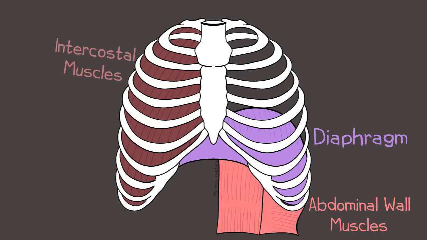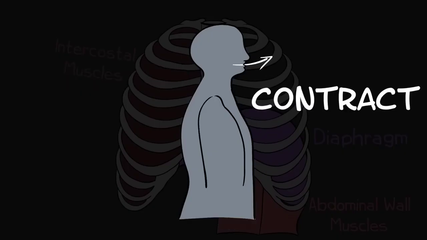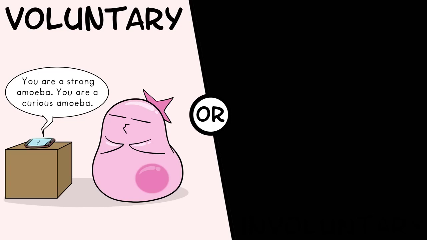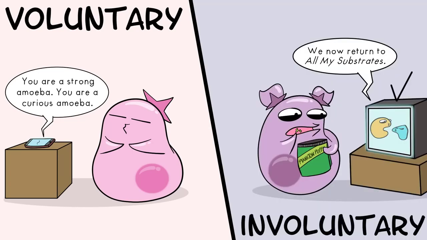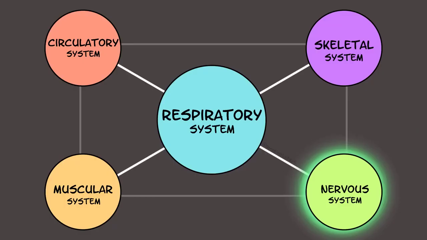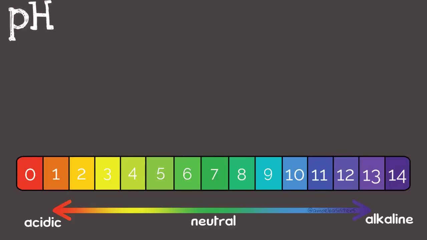It includes abdominal wall muscles. All of these are part of the muscular system, and they are involved with helping to expand or contract the thoracic cavity. While you can take voluntary control of your breathing, you'll notice that most of the time your breathing is involuntary. That is, you aren't consciously controlling it. The nervous system regulates this, and here's something pretty cool. It uses pH to do so.